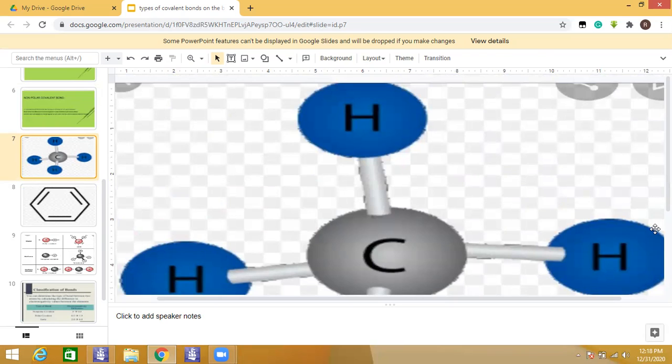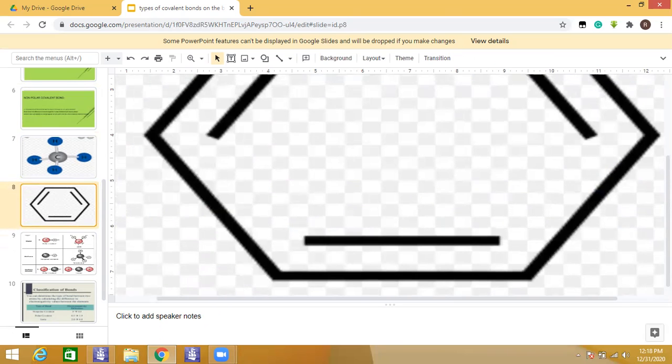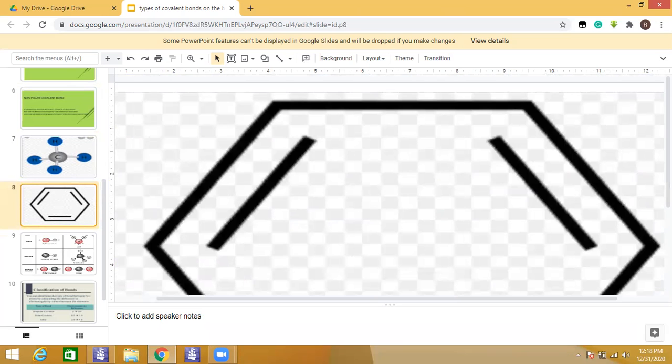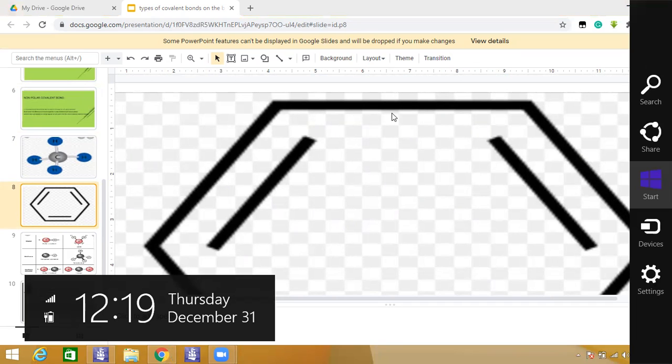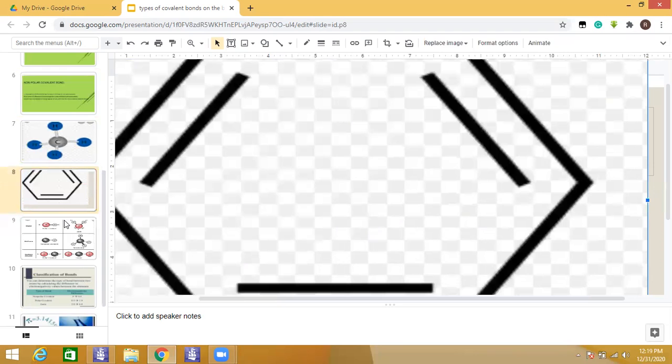CH4 also has covalent bonds between carbon and hydrogen, but because of the small difference in electronegativity, they are almost equal. This is a non-polar covalent bond. Here we have another example, that is benzene. Benzene is an organic, aromatic compound in which all bonding pairs are equally shared. The bonding pairs of electrons are equally shared, and such a molecule has non-polar covalent bonds.